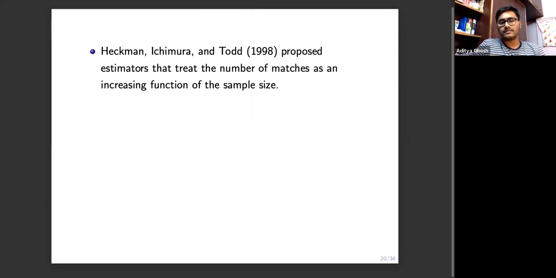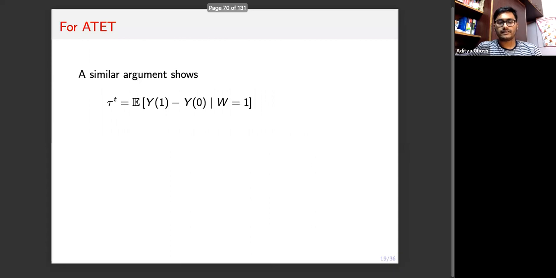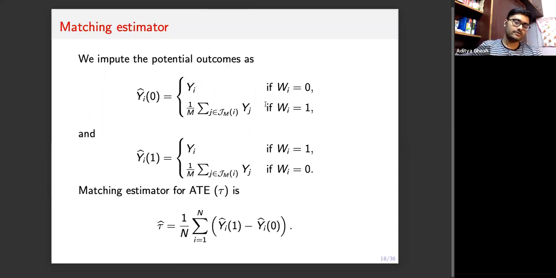Okay, two remarks. One thing is that here we are considering a fixed m. We are assuming that m is fixed, and then we are doing the matching. Now there are other approaches. For example, Heckman, Ichimura, and Todd proposed estimators that treat the number of matches as an increasing function of the sample size. And how did they do it? Note that the key estimation that we are doing is this imputation. Instead of doing this imputation, they proceed in a different manner. They did a kernel-based imputation for this.